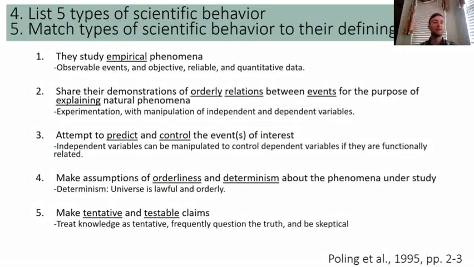Alright, so 5 types of scientific behavior. They study empirical phenomena. Then they share their demonstrations of orderly relations between events for the purpose of explaining those natural phenomena. They attempt to predict and control the event of interest, and while they're doing so, they assume that behavior in the environment and other phenomena in the universe are orderly and determined. That means there are causal variables out there to discover through experimentation. And their claims are only tentative, and their claims have to be testable.